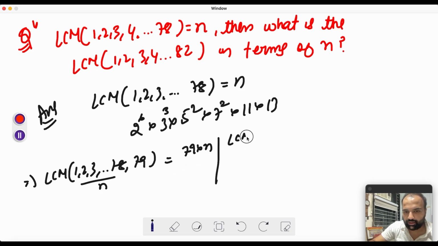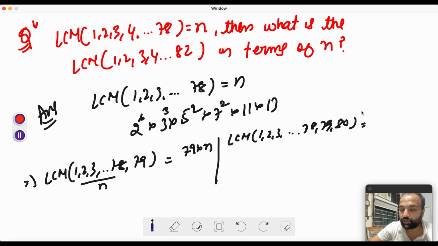Now second, LCM of 1, 2, 3 up to 78, 79, 80. Now 80 has been added. If you want to break 80, it's 10 into 8, so it's 2 to the power 4 into 5. We see 5 is already there and 2 to the power 4 is already there. So we have already accounted for 80 when we did 78. There is no new number being added in the series, so it will not change. So this LCM would still be 79n.